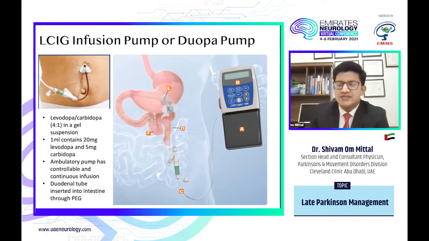Again, we have not reached the stage with any advanced therapy where we are 100% sure that the curve will be flat and we will not see fluctuations. But again, there's still scope for improvement, and this is the closest that we can get at this point.